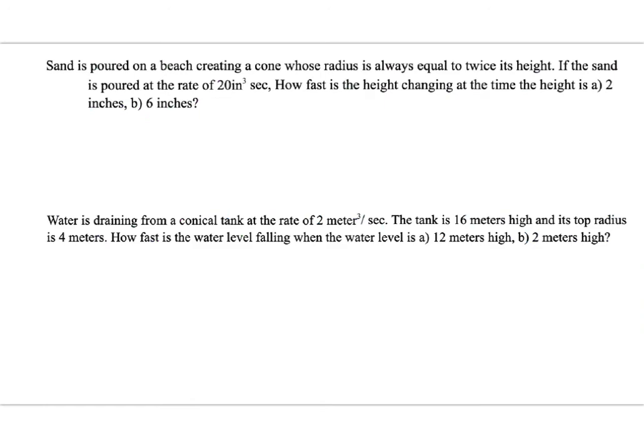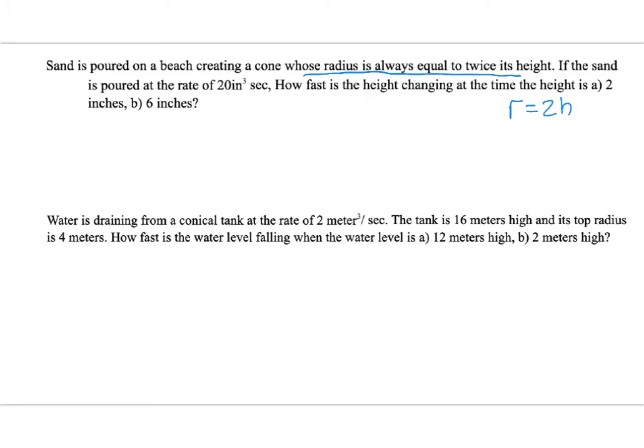Next up, we got sand being poured on a beach, creating a cone whose radius is always equal to twice the height. That's a really important thing for us to notice. That's giving us a second equation to use. And the reason for that is that the equation for cone volume is going to have both an r and an h in it. And if we don't deal with this now, we don't have a way to deal with that later.